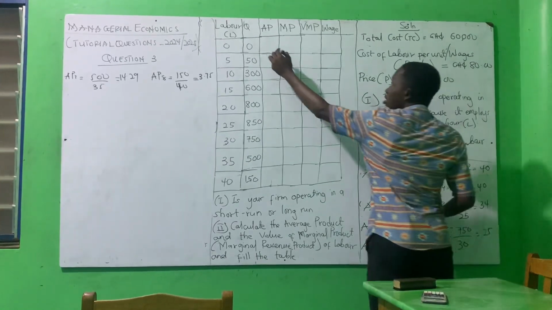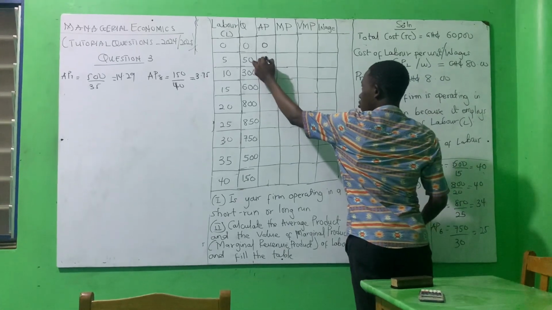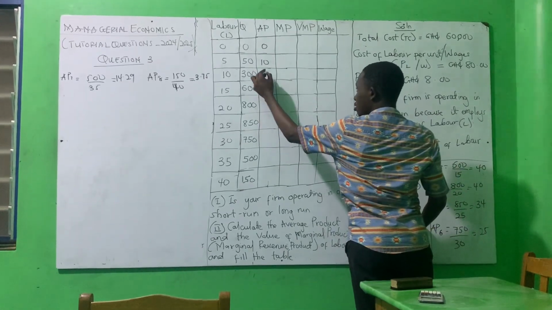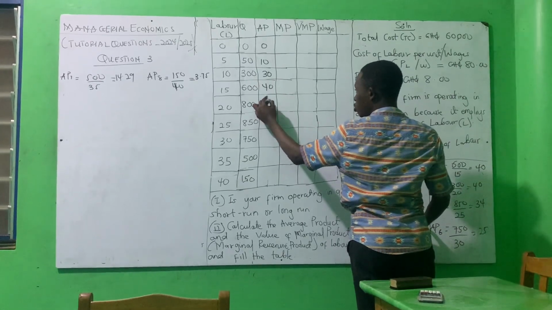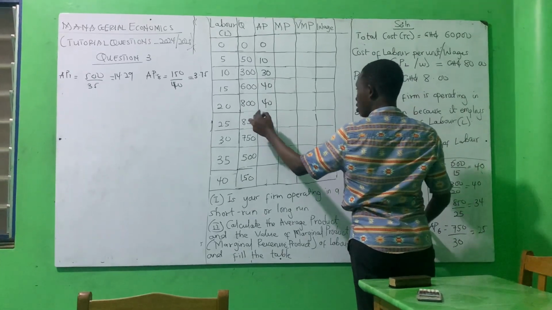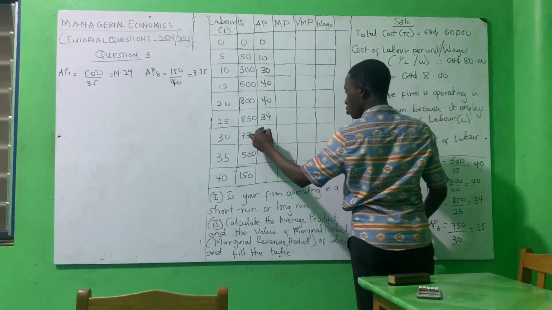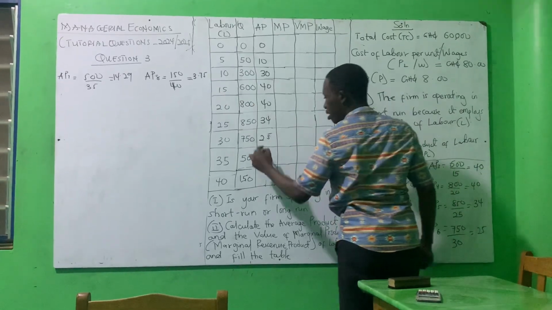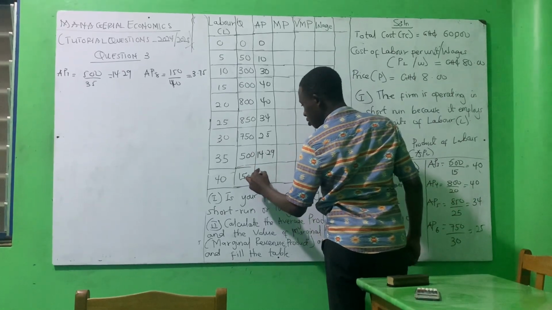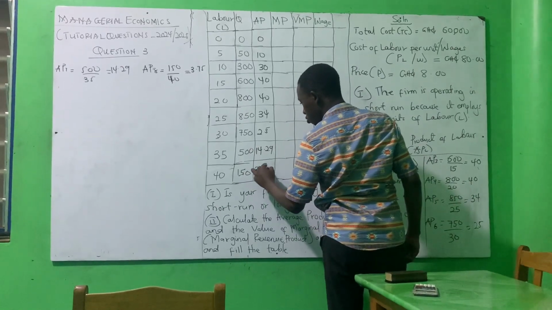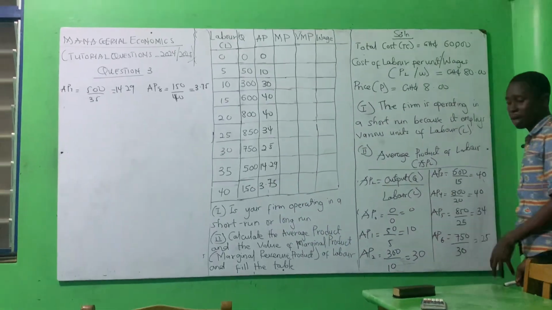Since we have the values, we just fix them in the table. So AP, this was 0, you can put a dash. This is 10, this is 30, this is 40, this is also 40, this is 34, this is 25, this is 14.29, and this is 3.75. So this is how we solve the average product of labor.